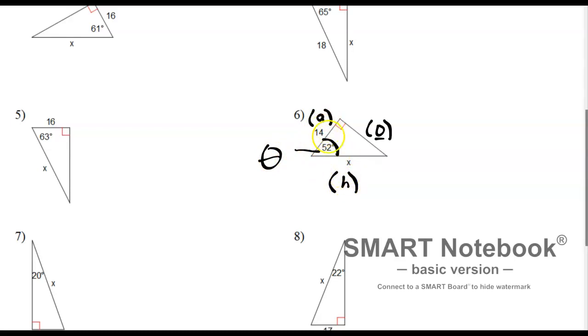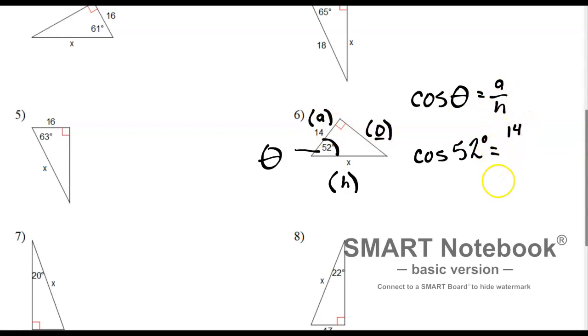So we can pause the video here and ask yourself, which trig identity is that? If you said cosine, good. Cosine of theta. Let's write it the way we know: cosine theta equals adjacent over hypotenuse. Now I can fill it in. Cosine of theta, which is 52 degrees, equals adjacent, which is 14, over hypotenuse, which is x.